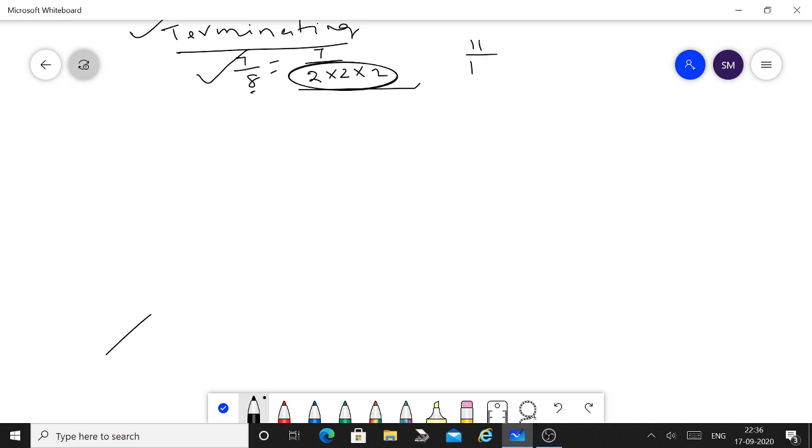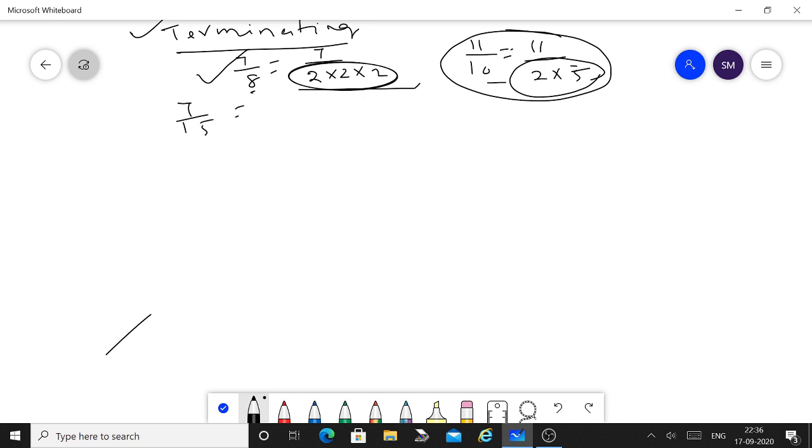Suppose 11 upon 10. What is the prime factorization of the denominator? 2 into 5. 10 is a multiple of only 2 and 5. This is a terminating rational number. Suppose 7 upon 15. The 15 can be written as 3 into 5. Is 15 a multiple of only 2 and 5? No, there is 3. Then 7 upon 15 is a non-terminating rational number.